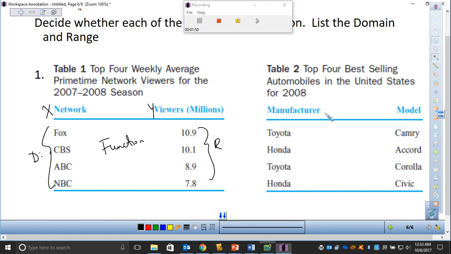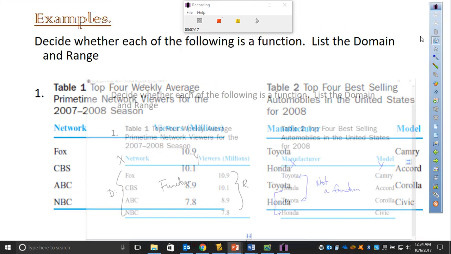Looking at the second table, again calling these the x's and these the y's. Here, the Toyota is the same. Same with the Honda. Honda repeats. So therefore, this is not a function. And we don't have to worry about the domain and range if it's not a function. We can just go ahead and move on.